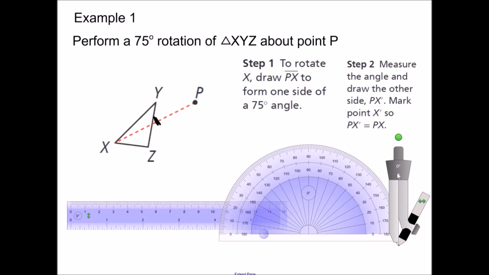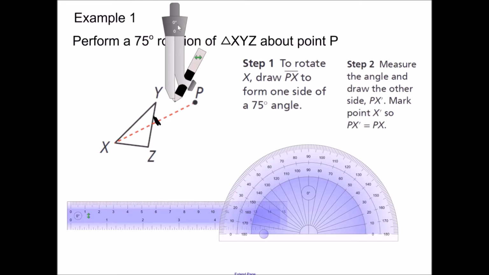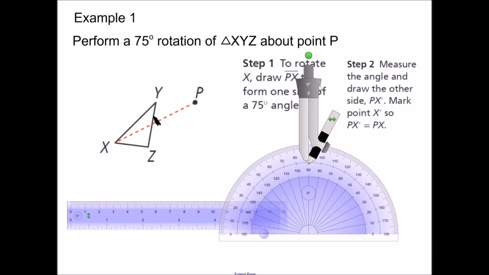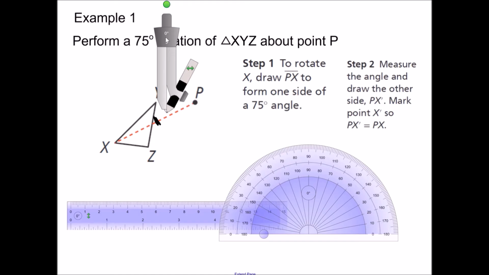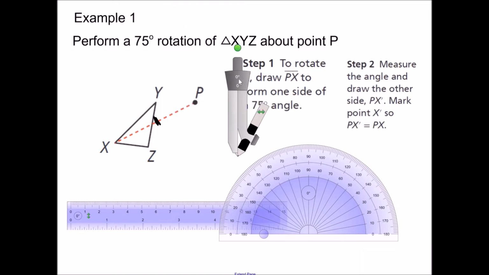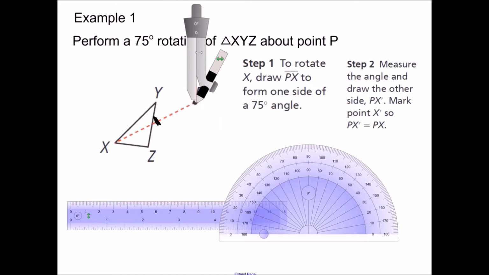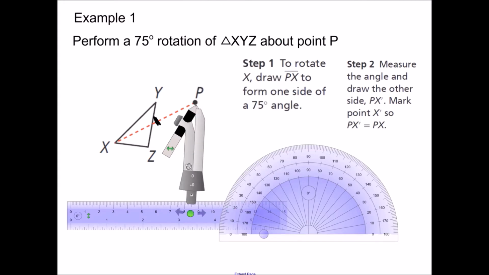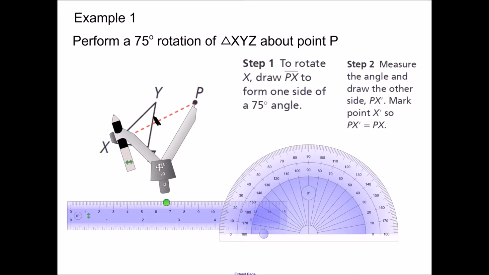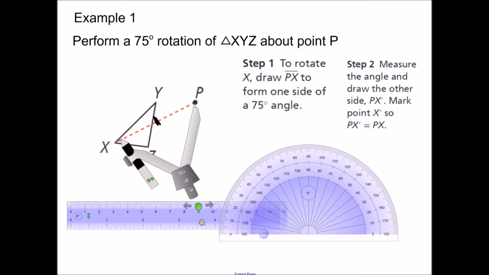So first, I'm going to mark with my compass. I'm going to use my compass and draw an arc. You can do this in several orders, but I'll do it in this order. Let me put my compass point here, and then I'll rotate it. I'm going to set my compass to the distance from P to X. Okay, and there's my arc somewhere around there.